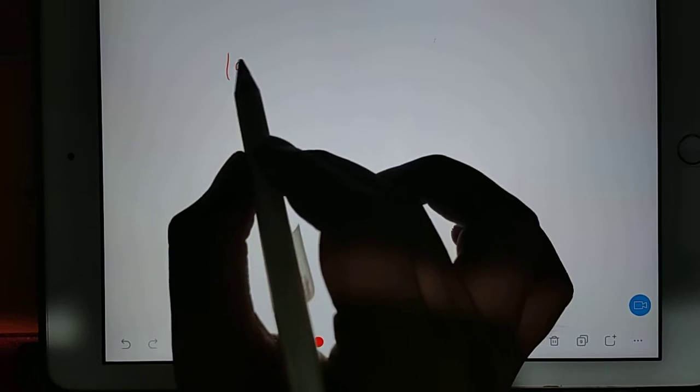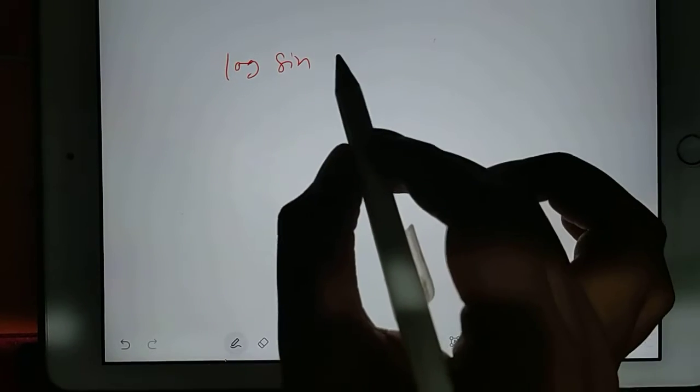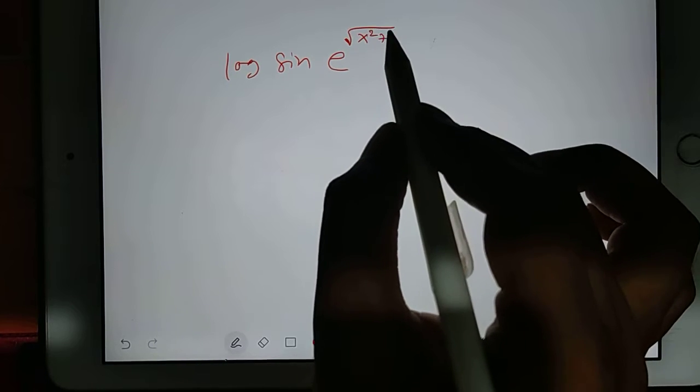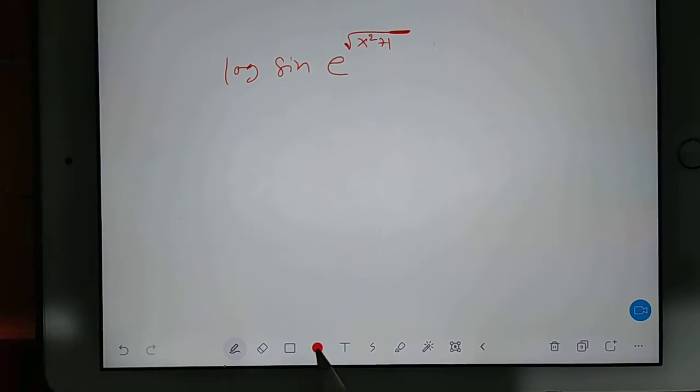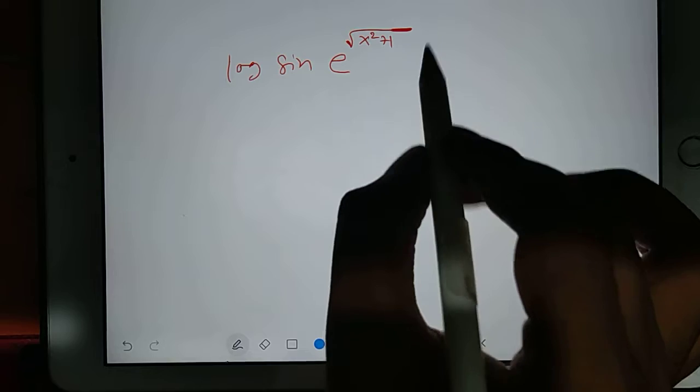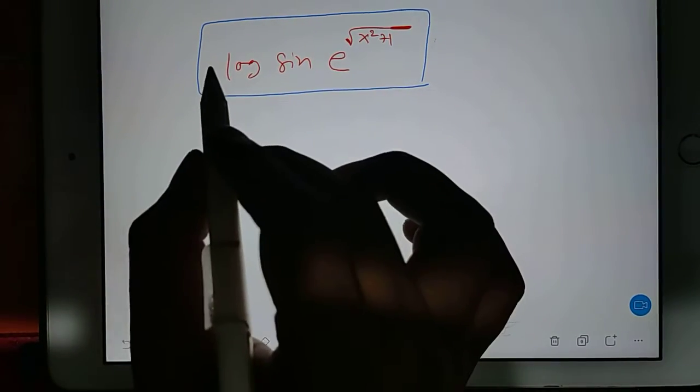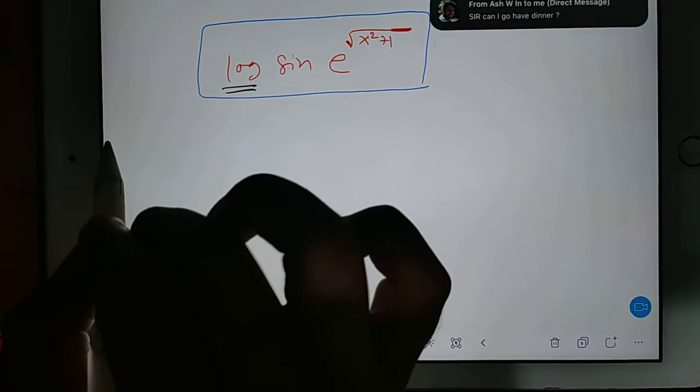One more thing, Pratik, this is for you. Suppose you have to differentiate log sine e power under root x square plus 1. Suppose you have to differentiate this. Okay, so see, what is the chain rule? How to differentiate? It is like a chain. First you differentiate the log.